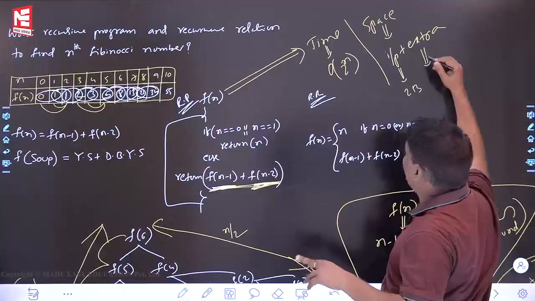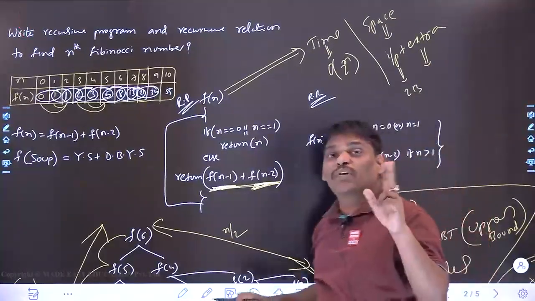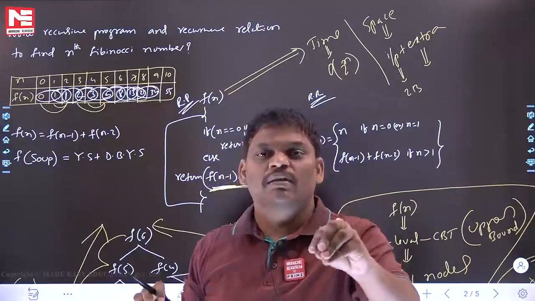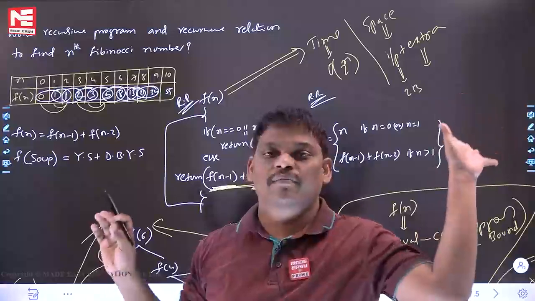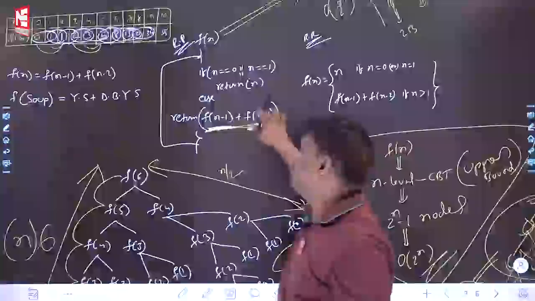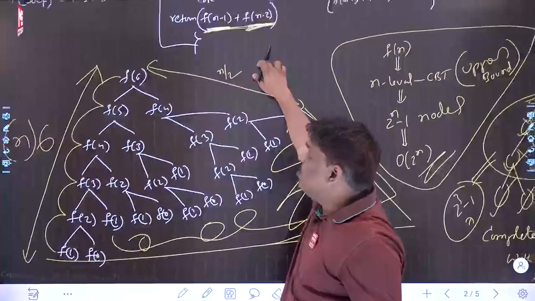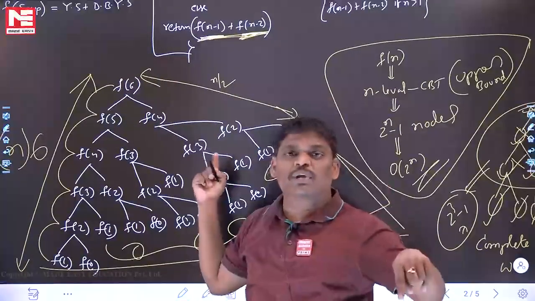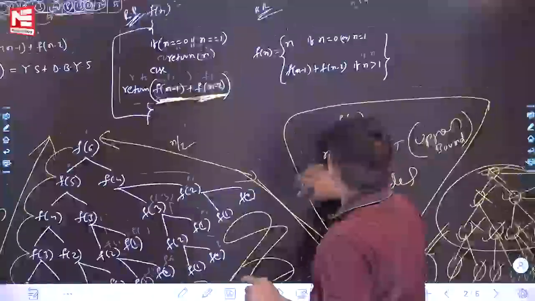What is the extra? Everyone knows. Recursive program extra space is based on the recursive tree. In this recursive tree, how many levels are there? I think n levels on this side, n by 2 on the other. Maximum how many? n levels. I think everyone knows.